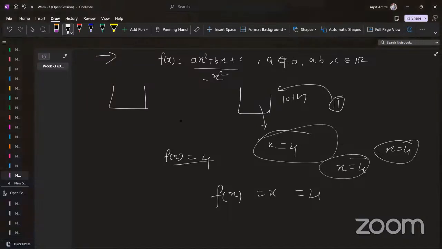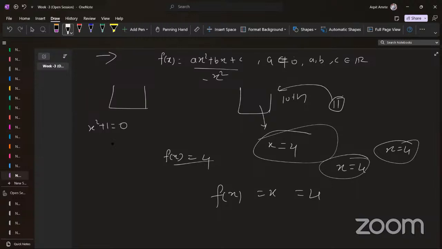Like for x squared plus 1 equals 0, you cannot solve this equation if you are considering real numbers only. Sometimes we are not able to solve the equation. But the thing is, there is a huge difference between an equation and a function.